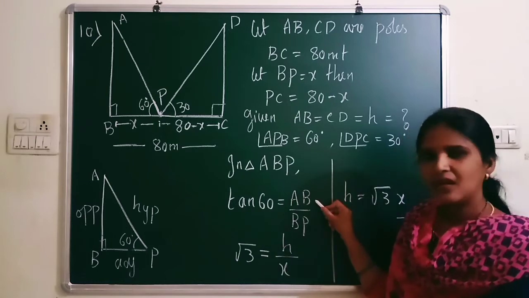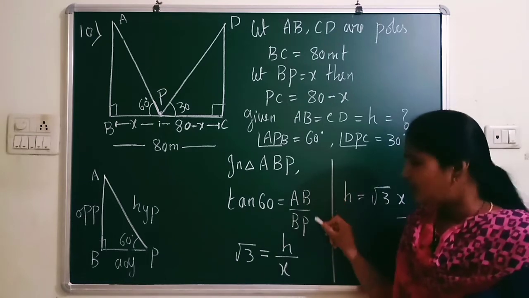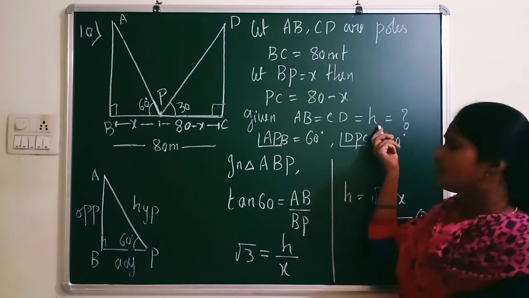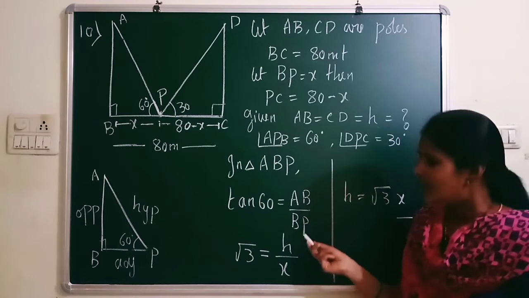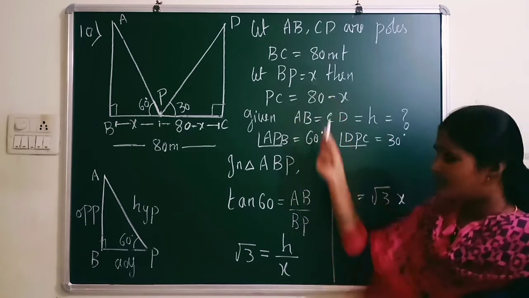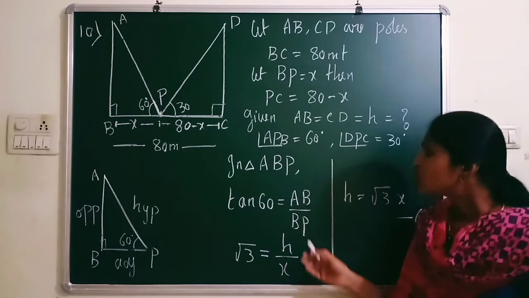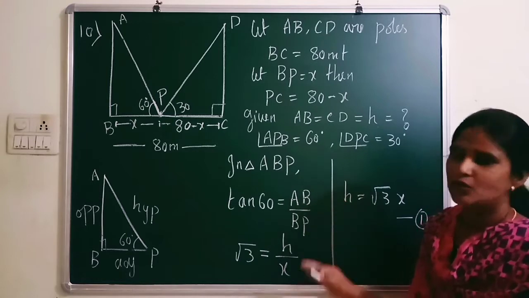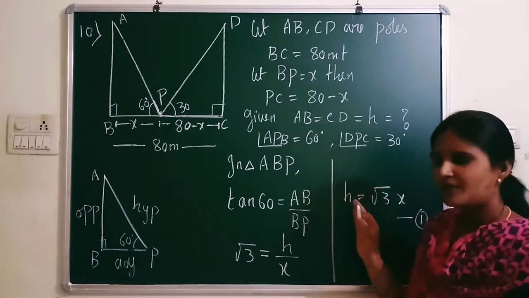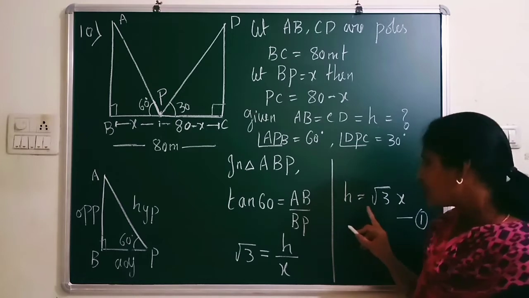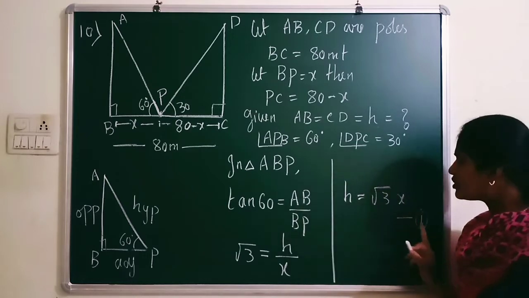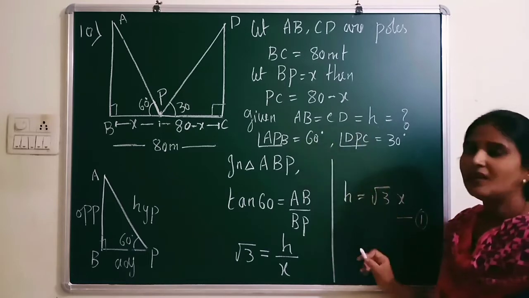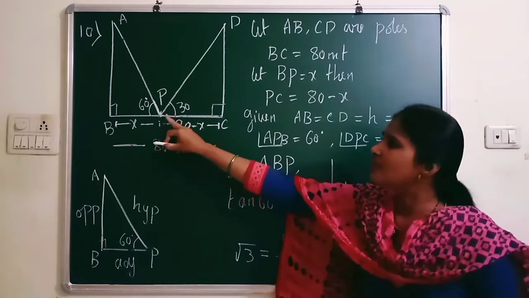What is tan 60? Opposite by adjacent. AB by BP. Tan 60, you know, is root 3. And AB we considered as H, so write it as H. And BP we considered as X, so write it as X. So why did we assume this as H? If you take AB and CD different, you get confusion. So better to take both as the same alphabet. Now cross multiply, you get H equals root 3 X. So equation 1.